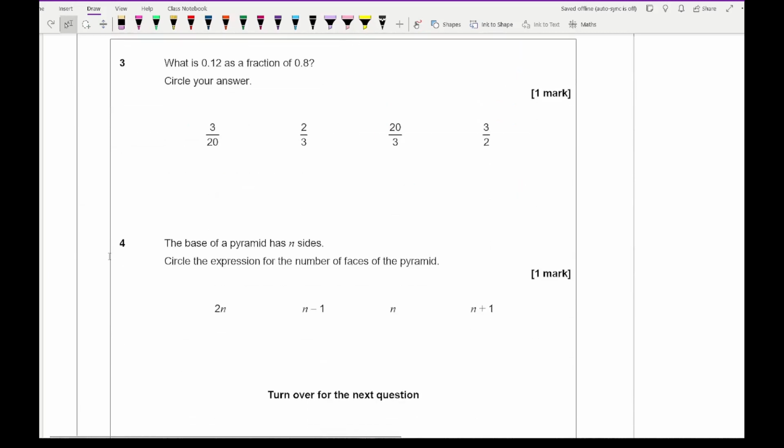Then with question 3, it says what is 0.12 as a fraction of 0.8. So for this I would recommend that you write 0.12 over 0.8. If you multiply both by 100, we get 12 over 80, and then we simplify this fraction so it becomes 6 over 40, 3 over 20, which is our first option.